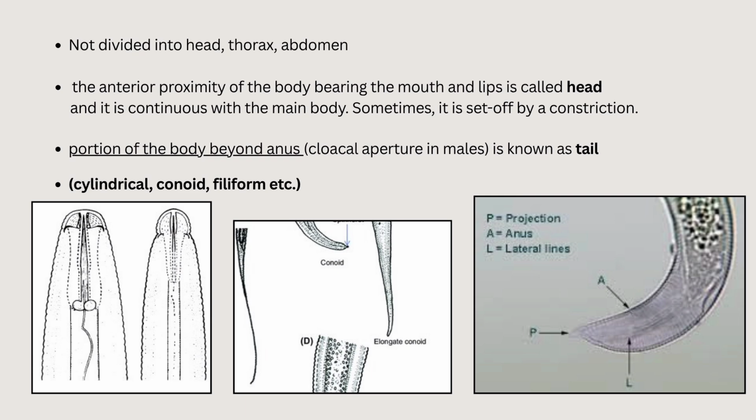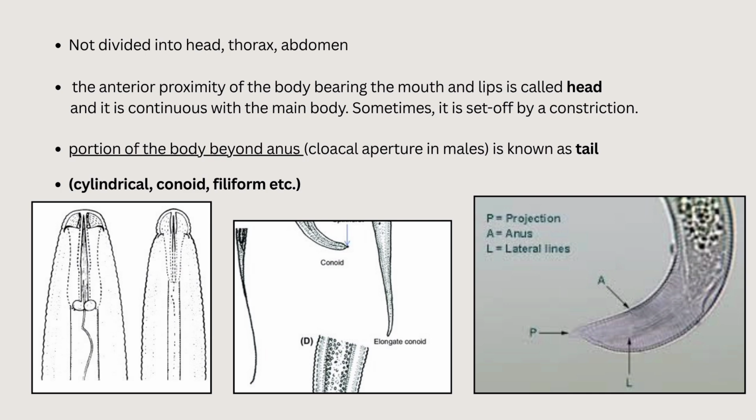Talking about the tails. What is a tail? The portion beyond the anus. The posterior portion beyond the anus is called the tail. Tails can be of different types. It can be conoid, filiform, elongate conoid, or digitate. There is a picture down there, the second and third one. The third one is digitate, and the first one, which is very thread-like, is filiform. The conoid one is neither cone nor round, so it is conoid. And there is elongate conoid.